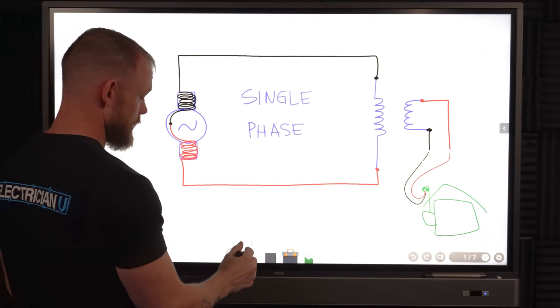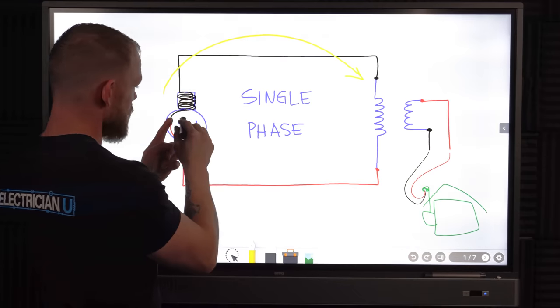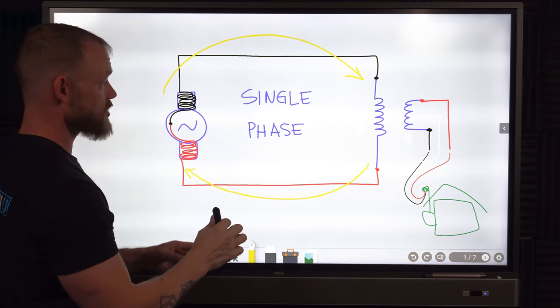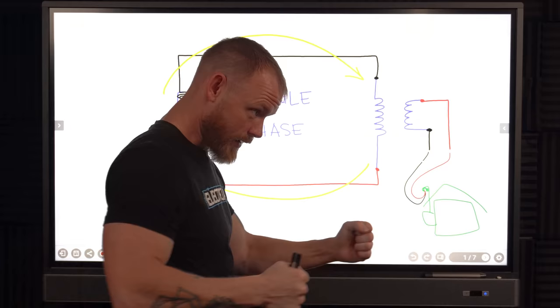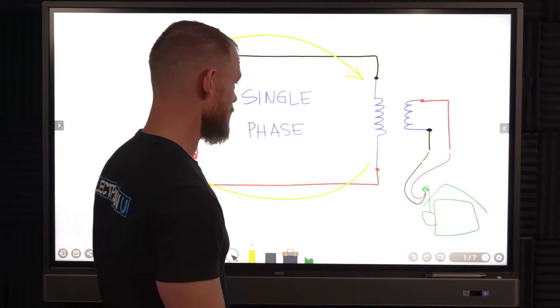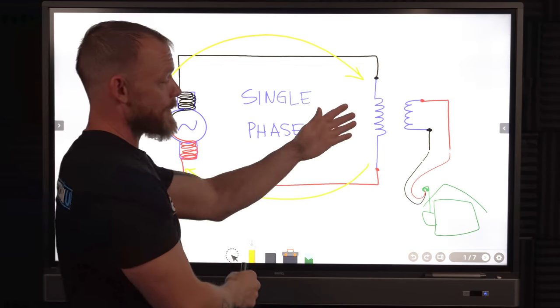Current is always going to be traveling in one direction, coming out of that generator, but it's coming back the other direction in equal magnitude at the exact same time. So you can think of this motion like it's pulling and pushing at the same time through that whole circuit. It's not just pushing and then pulling. Both are happening at that load.